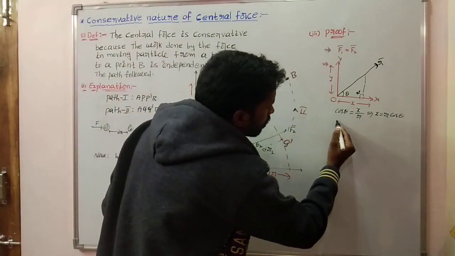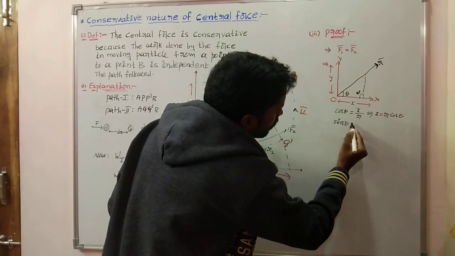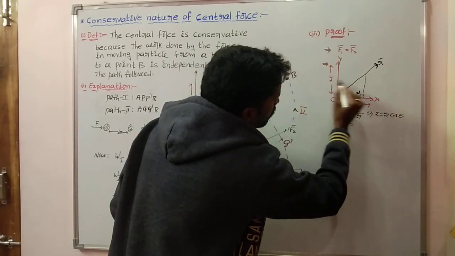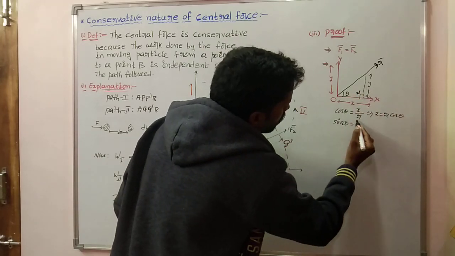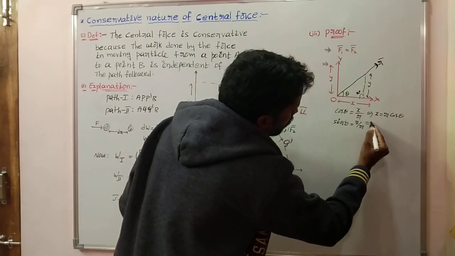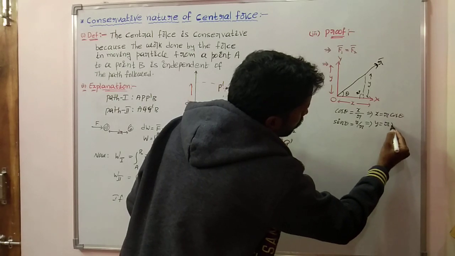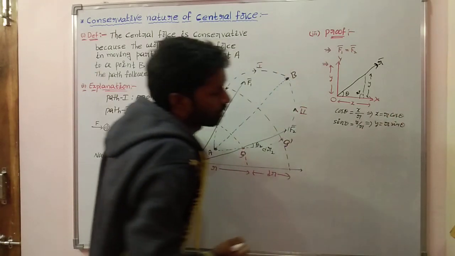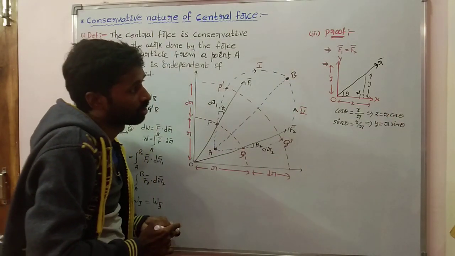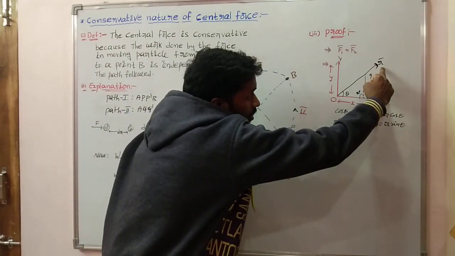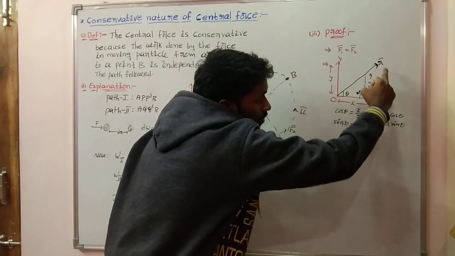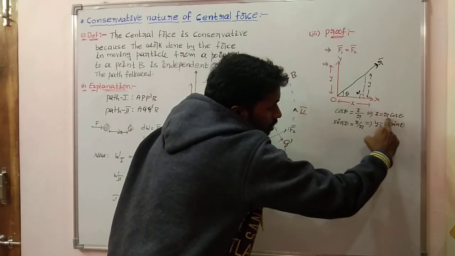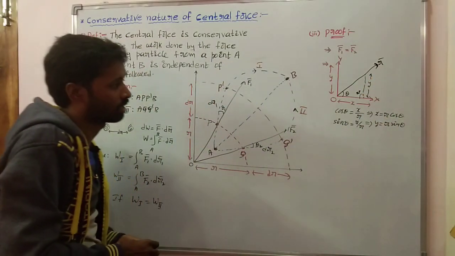Now sin theta equals what? This is y, and this is also y, since both are parallel. Then we get y by r, so y equals r sin theta. Now what is the projection of r on the x axis? We get r cos theta.